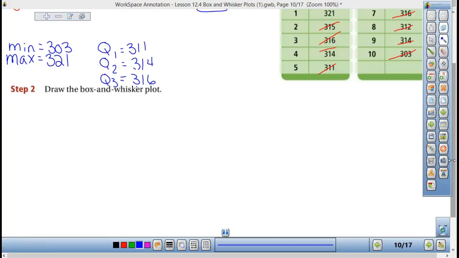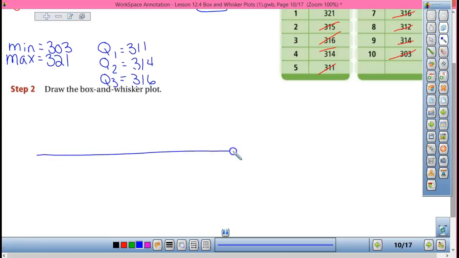All right. So we need to plot this on a number line. So we have to think of what our scale should be. Okay, and I don't have to start at 0. What do I have to start at? The lowest number, which is 303. And what's the highest number I need to be at? 321. So what should I go by? Honestly, if your number is under 20, I'm going by ones. Okay, because is it really that hard to make 20 dashes?